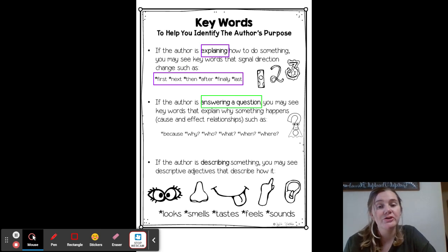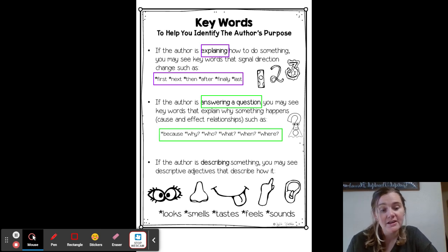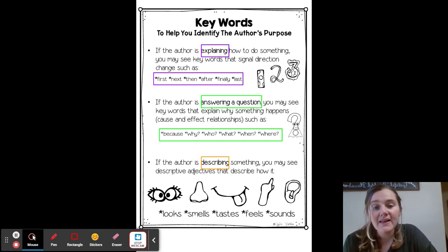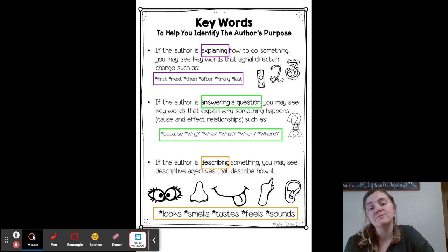Then we will look at answering a question, and I will remind the students that this is also like the author is providing information over a text. And we look at keywords or key details like because, why, who, what, when, and where. And then the last one is describing, and this is when the author gives details using adjectives. And we look at our five senses, which is looks, smells, taste, feels, and sounds.